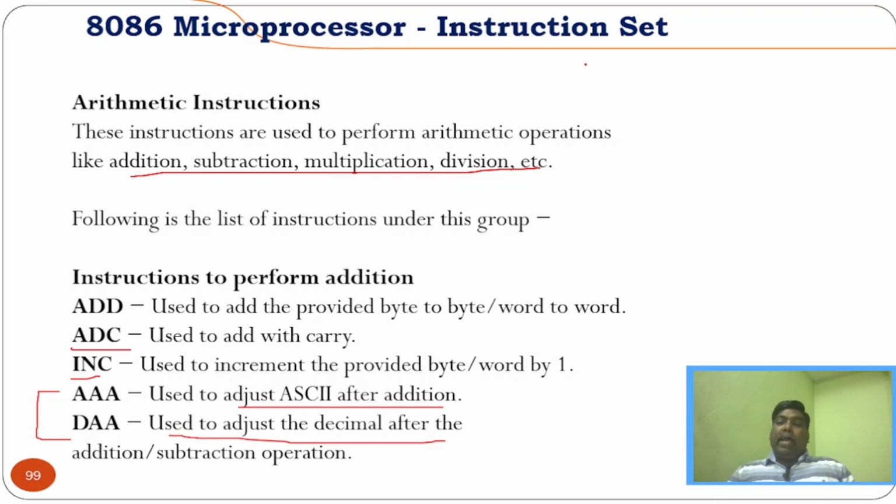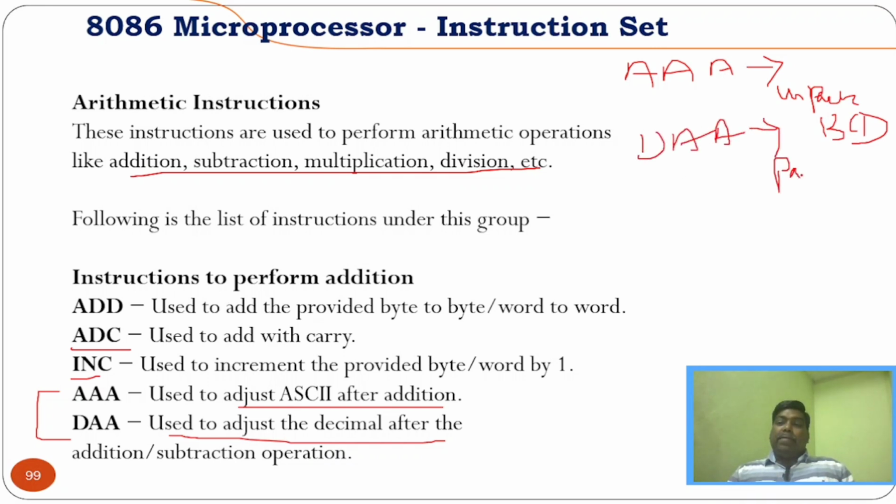So I'll explain that. We normally know BCD operation, right? And what is AAA? AAA will be used in unpacked BCD. And DAA is used in packed BCD. Right? So what is meant by unpacked BCD and packed BCD?